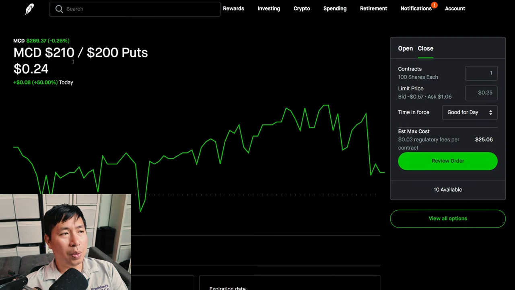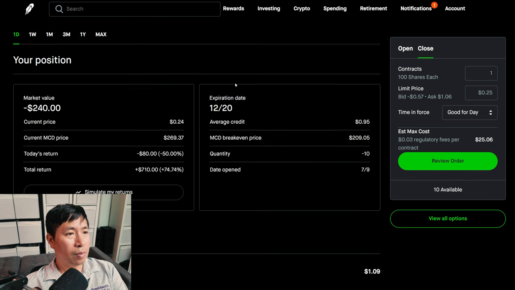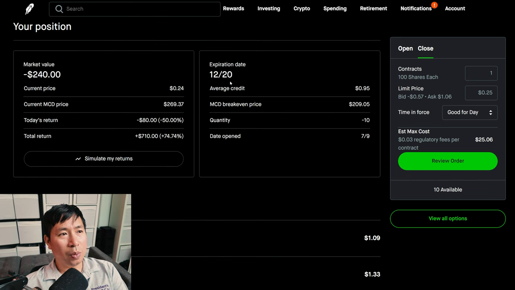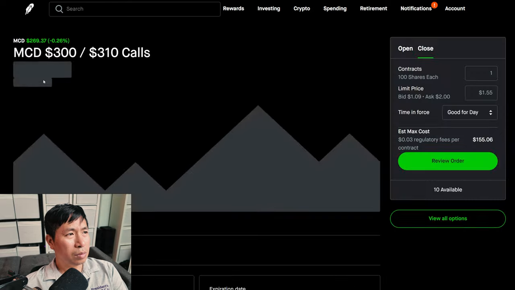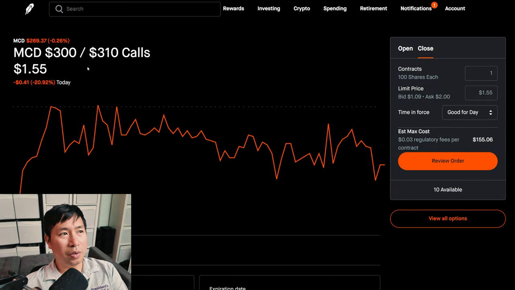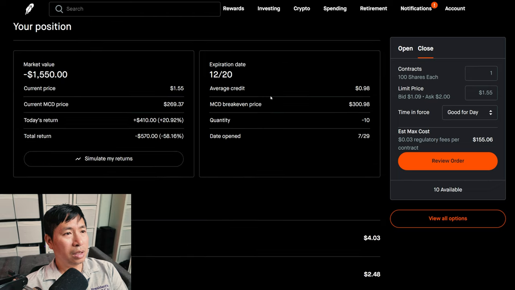I have McDonald's $210, $200 put credit spread. These expire December 20th. My total return, $710. I have McDonald's $300, $310 call credit spreads. These expire December 20th. My total return, I am down $570.